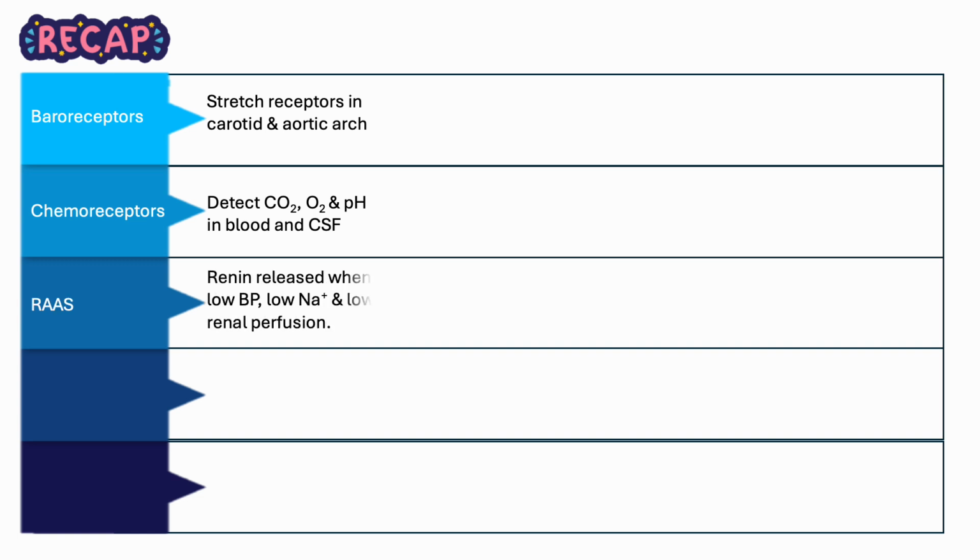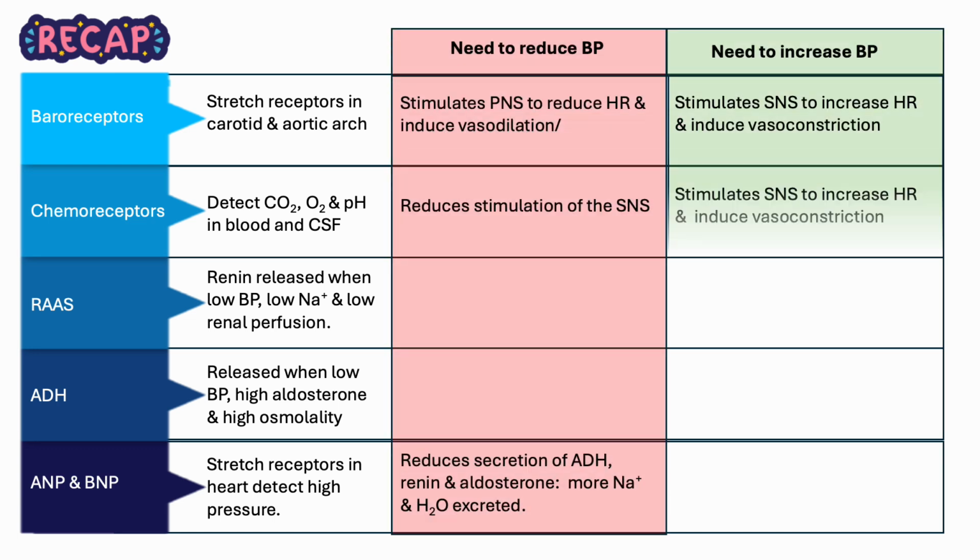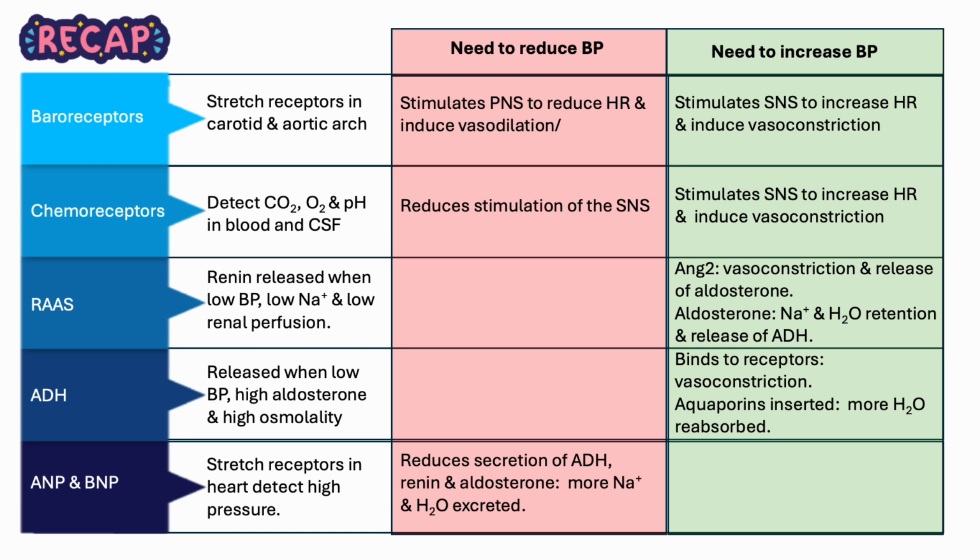To recap, there are several physiological mechanisms designed to regulate blood pressure, which include baroreceptors, chemoreceptors, the RAAS, ADH, and the natriuretic peptides. These systems use feedback mechanisms to reduce blood pressure or increase blood pressure in order to keep it within the normal homeostatic range.